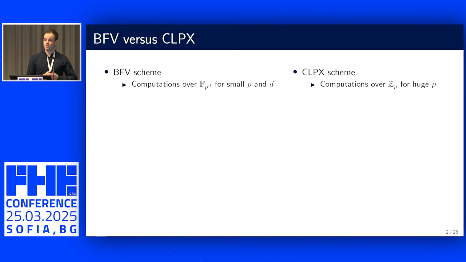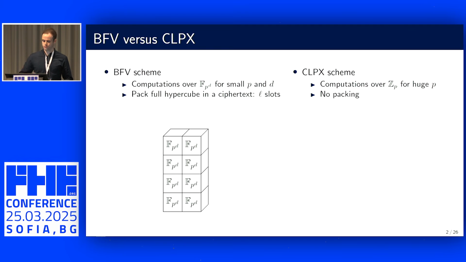To start this presentation, I would first like to make a comparison between two FHE schemes that already exist. On the one hand, there is the BFV scheme, in which the goal is to do some computations over very small finite fields, which I will write as Fp to the d in this presentation. So p and d are small numbers. On the other hand, there is a scheme known as CLPX. In this scheme, we will do computations over some quotient ring of the integers, modulo some huge p.